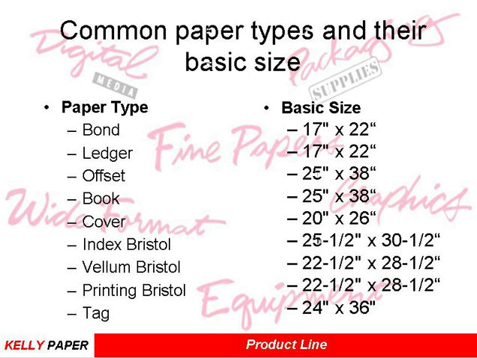This next slide is a list of paper types and their basic size. Take notice that bond, the basic size is 17 by 22, and book paper is 25 by 38. And finally, at the bottom, tag paper, the basic size is 24 inches by 36 inches. Getting to know these basic sizes and paper types will help as you get to know how the weights work for different papers, the weights and measurements.